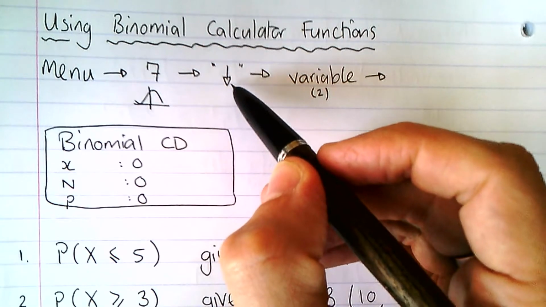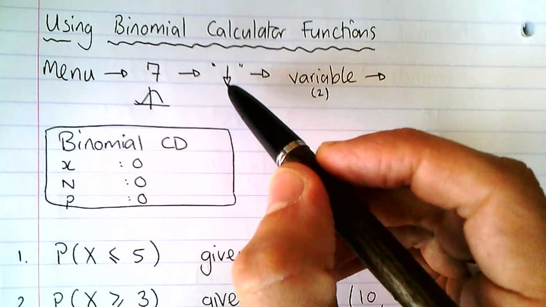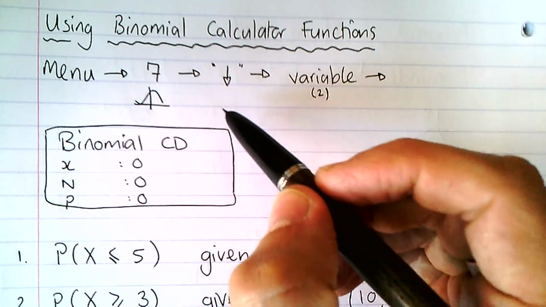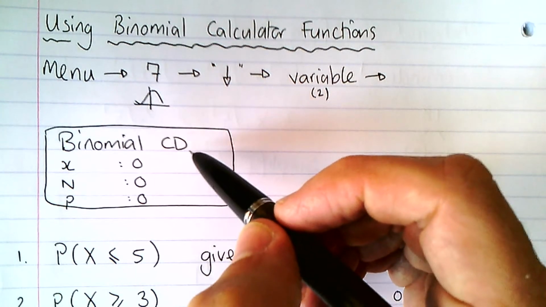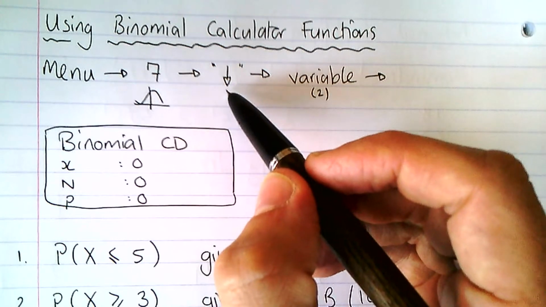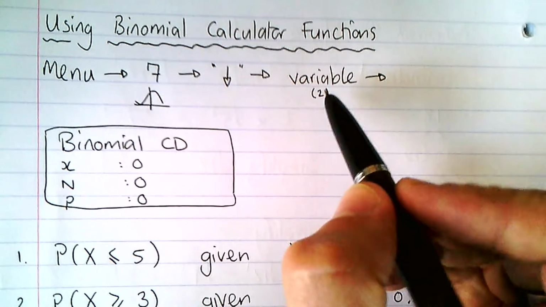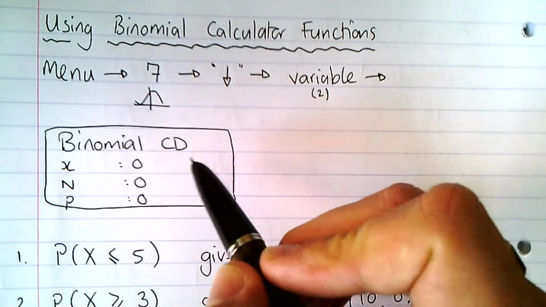And then if you push the down key to go into the second set of menus, because the first set of menus has got normal PD, normal CD, and binomial PD on. You want binomial CD, which is on the second page. So if you push the down button on your calculator, that'll take you into the second list on that menu. And then you want to click on binomial CD.